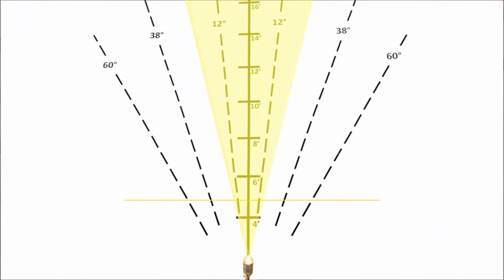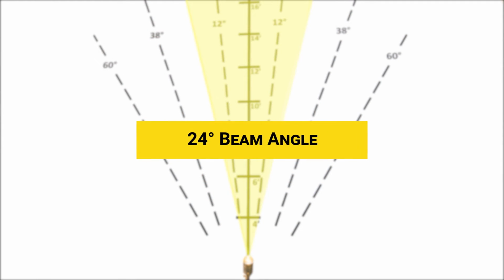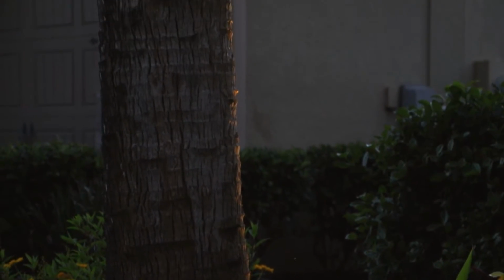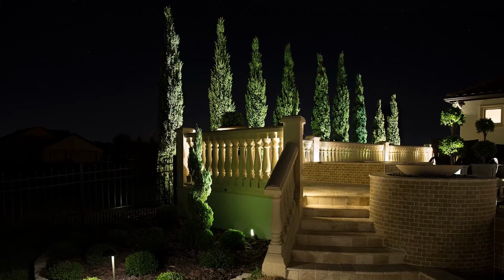The next angle down is our 24 degree spot. This angle yields a fairly narrow cone of light. That's ideal for tall, narrow objects such as columns or trees. This beam angle is perfect for something like an Italian cypress. Avoid this beam angle for wide surfaces, since the narrow cone of light may appear artificial.